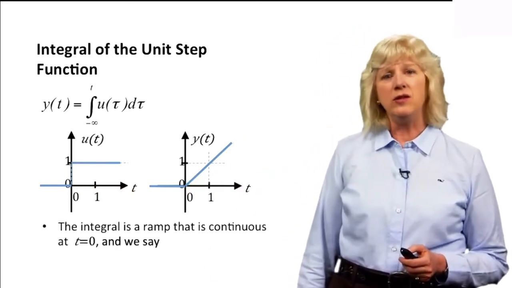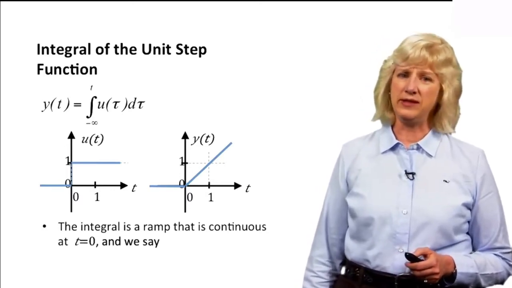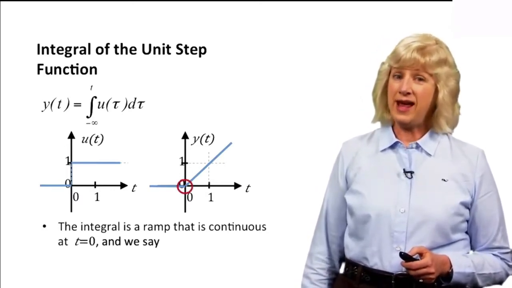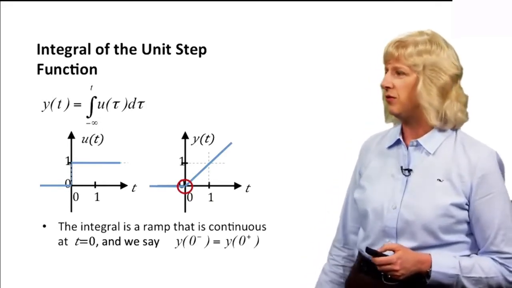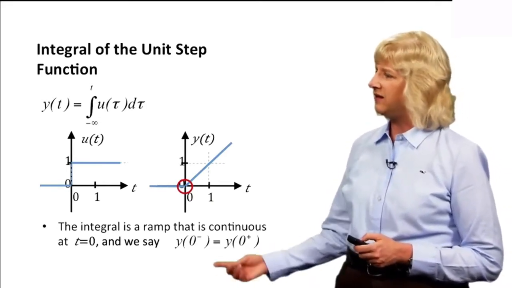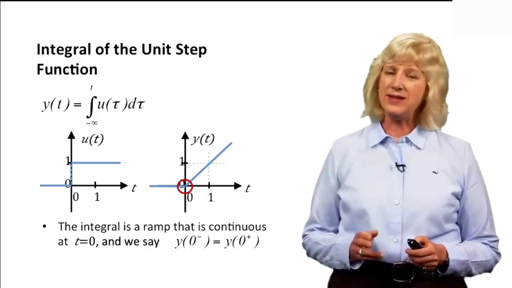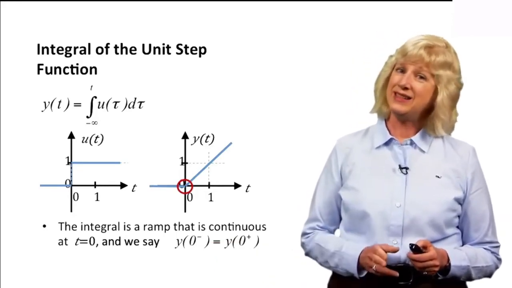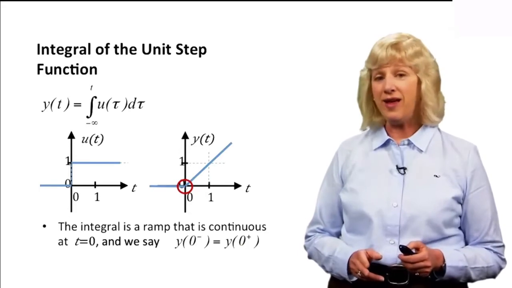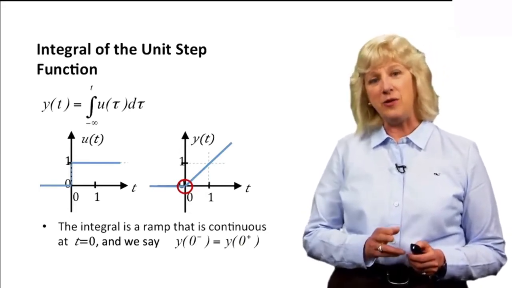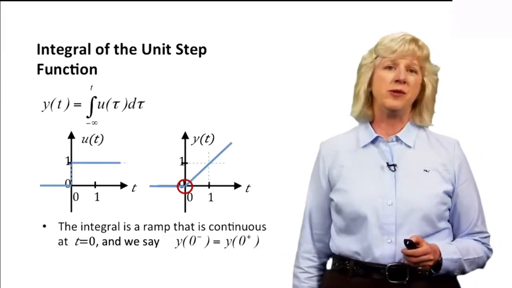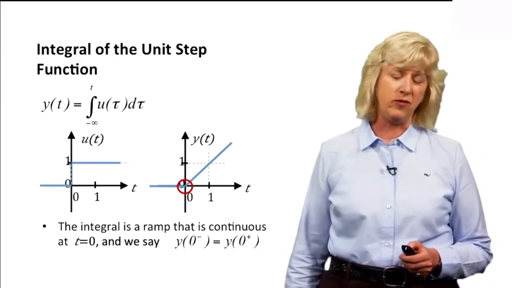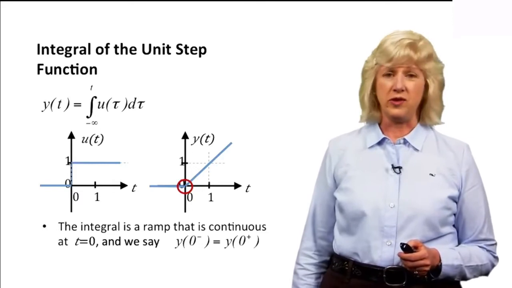Now the integral is continuous at t equals 0. And we say that y of 0 minus is equal to y of 0 plus. Now 0 minus is that time that's infinitesimally less than t equals 0, and 0 plus is infinitesimally greater than t equals 0. We use this notation later when we talk about initial conditions for second order circuits.